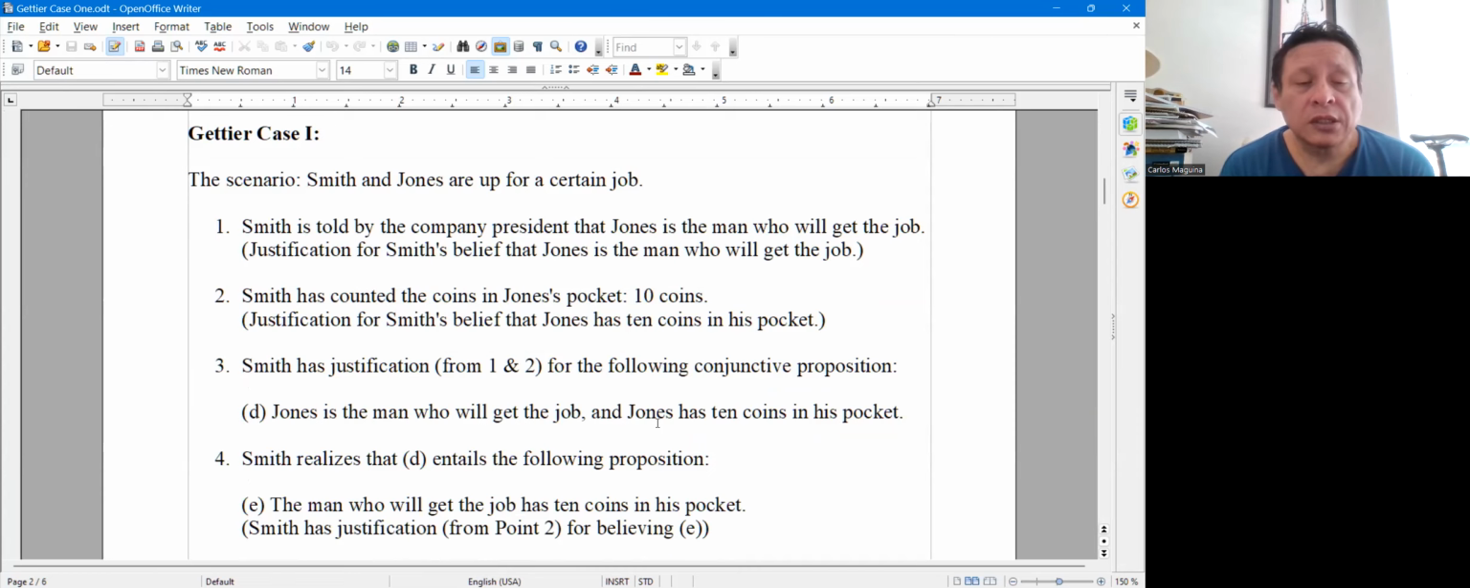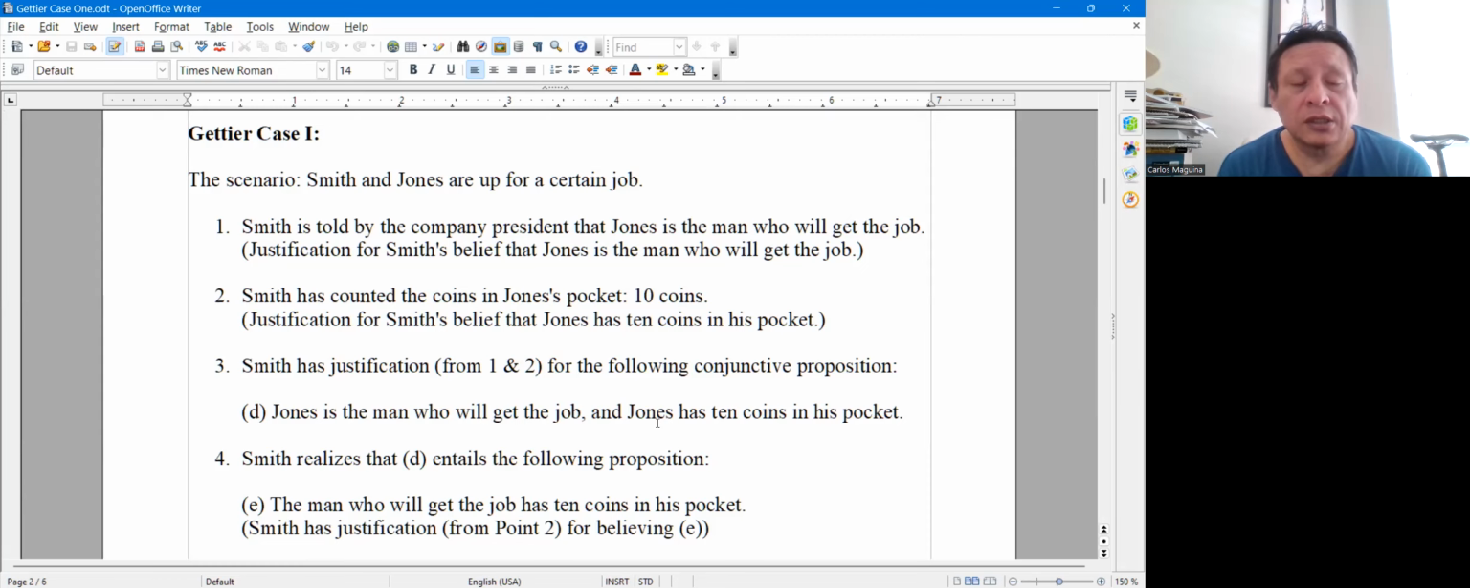Premise 1: Smith is told by the company president that Jones is the man who will get the job. The company president counts as a reliable source of information. I think Gettier says it's strong evidence, by which he just means it's justification. So, premise 1: Smith is justified in believing that Jones is the man who will get the job.